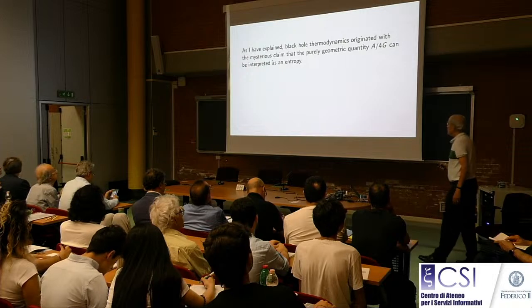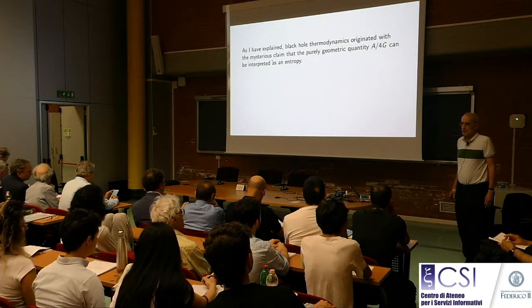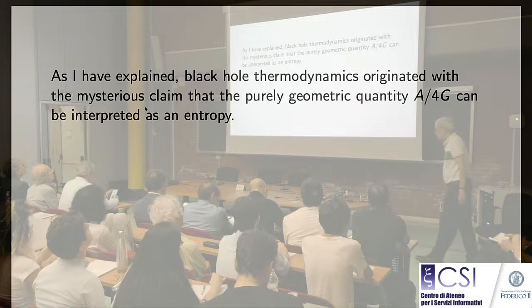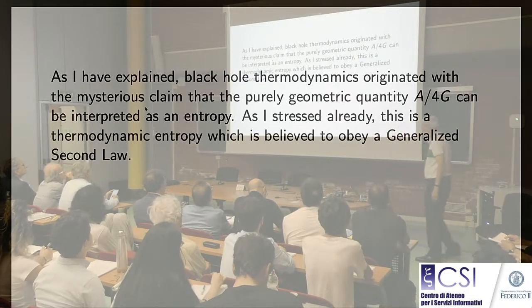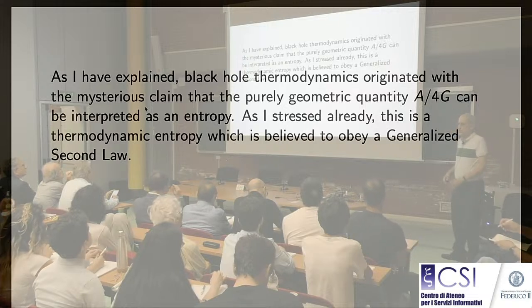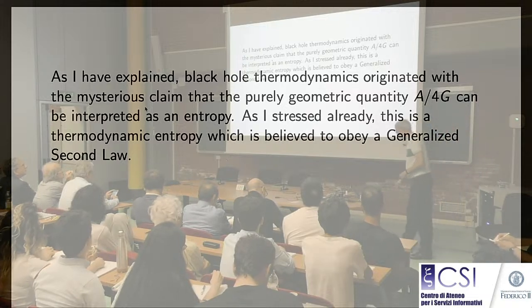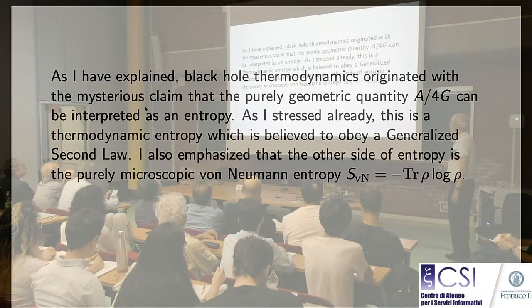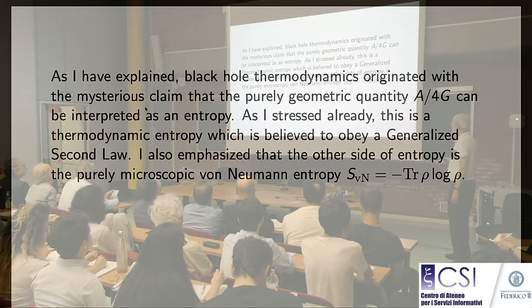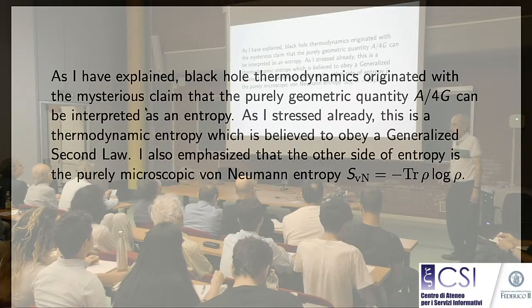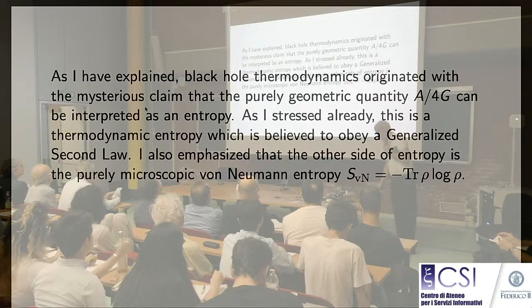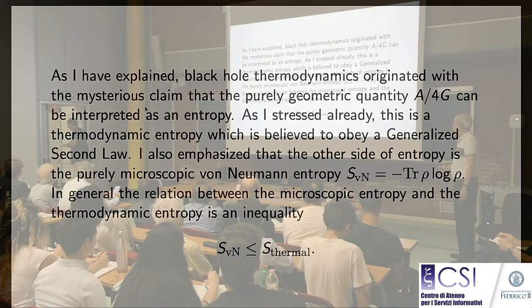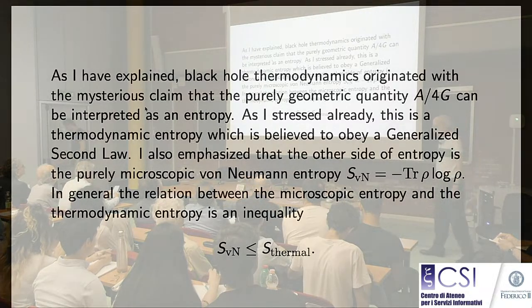So, as I explained in the first part of the talk, the starting point of black hole thermodynamics was the mysterious claim that the purely geometric quantity A over 4G is an entropy. And I stress that this is a thermodynamic entropy that obeys a generalized second law. I also emphasize that the other side of entropy is the purely microscopic von Neumann entropy, minus the trace of rho log rho, where rho is the density matrix. In general, the relation between them is an inequality. The von Neumann entropy is no bigger than the thermal entropy.